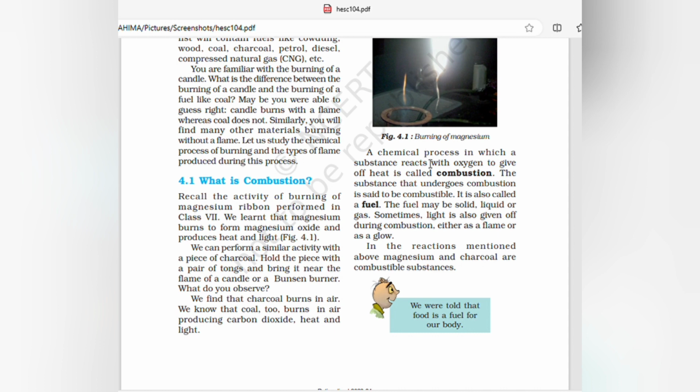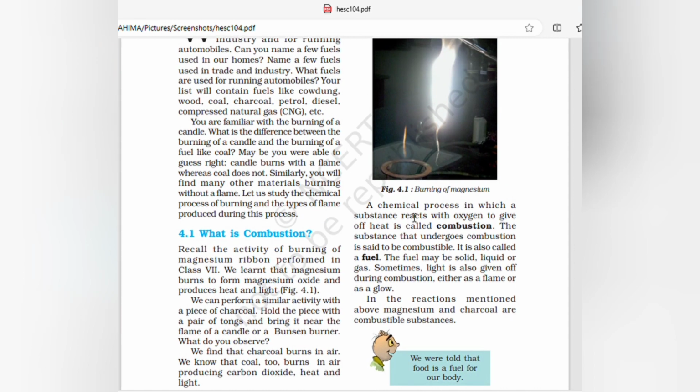A chemical process, burning of magnesium, did you see it burn? A chemical process in which a substance reacts with oxygen to give off heat is called combustion.